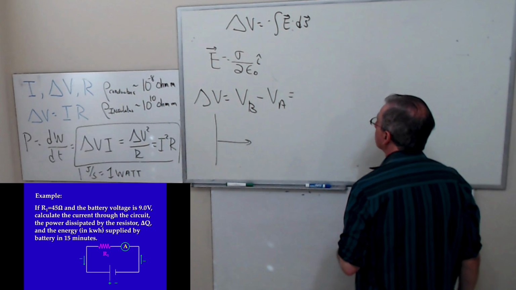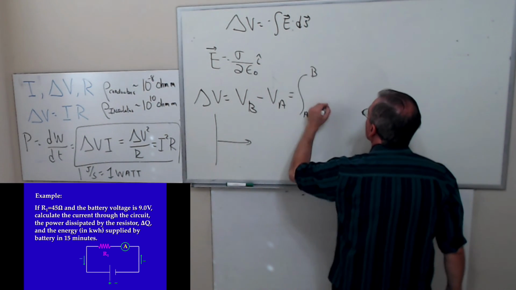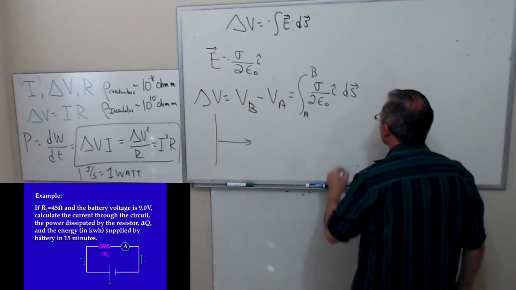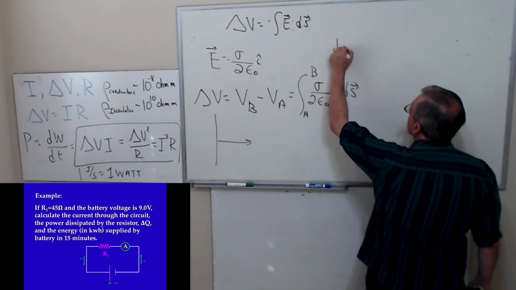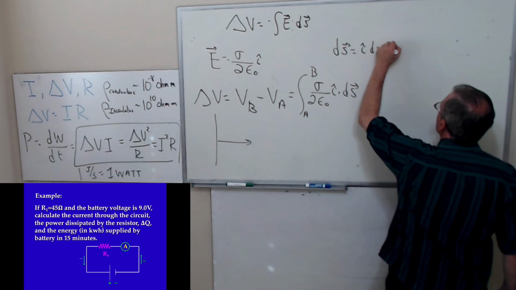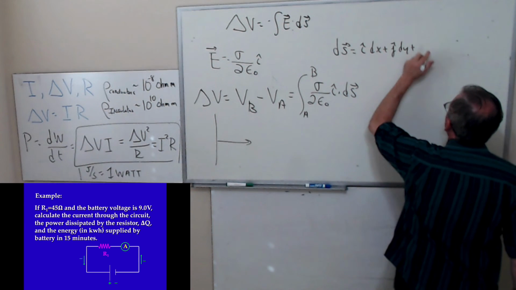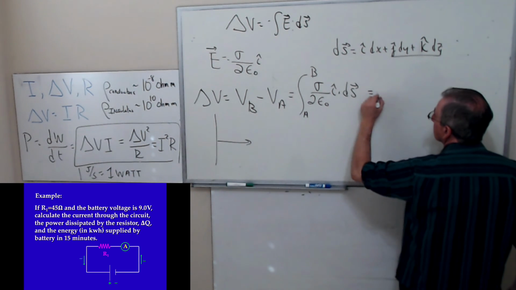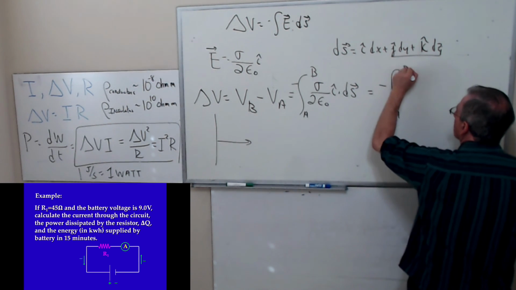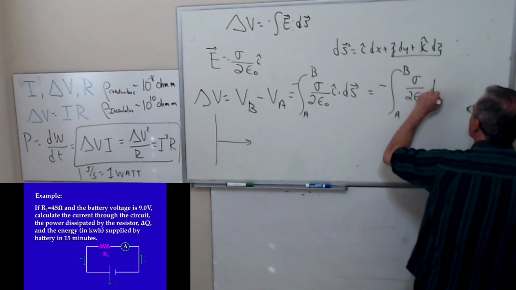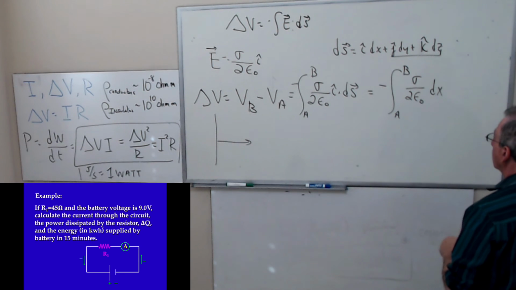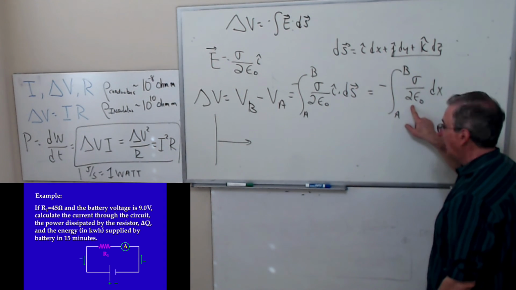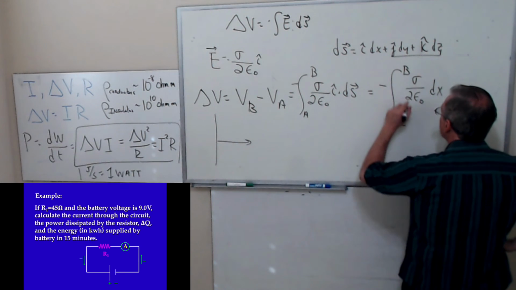This is going to be the integral from a to b of sigma over 2 epsilon naught i hat dot ds. Since this is written in Cartesian coordinates, I can write my ds this way, and only this term survives in the integral because the dot product is not zero. This isn't a tough integral, right? What are we going to choose as my bounds? I'll just choose x2 and x1.